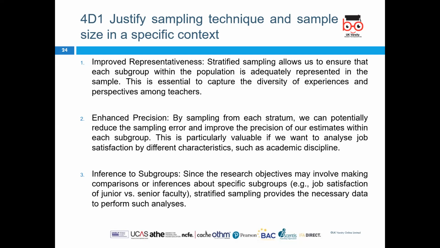Then we have inference to subgroups. Since the research objectives may involve making comparisons or inferences about specific subgroups, for example, job satisfaction of junior versus senior faculty, stratified sampling provides the necessary data to perform such analysis. Another technique could be purposive sampling, where you are selecting the teachers who have job experience of more than X number of years, for example, 10 years. That way also you can use the purposive sampling technique.